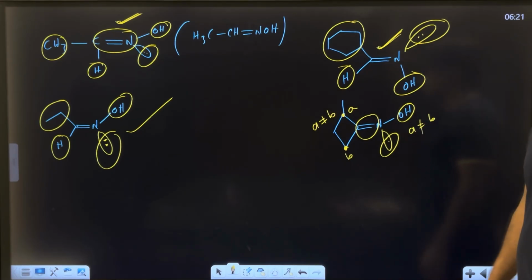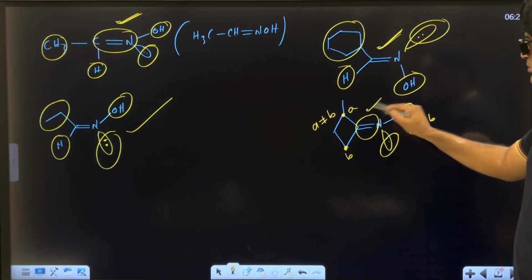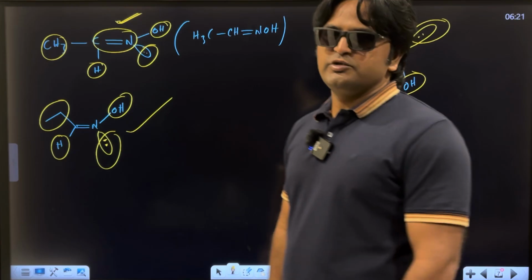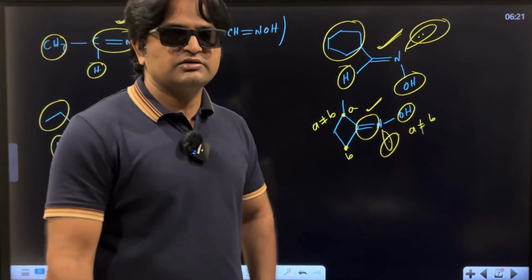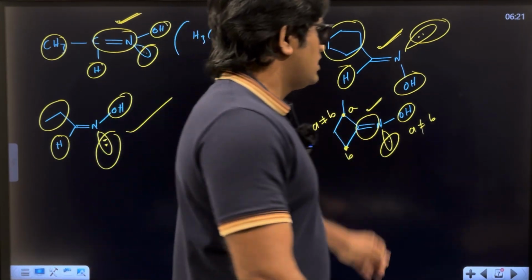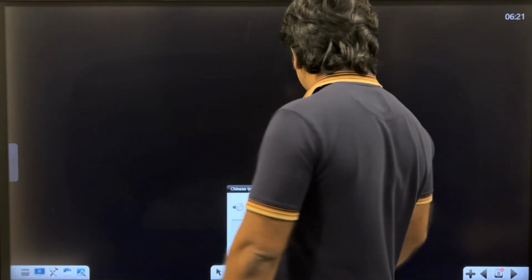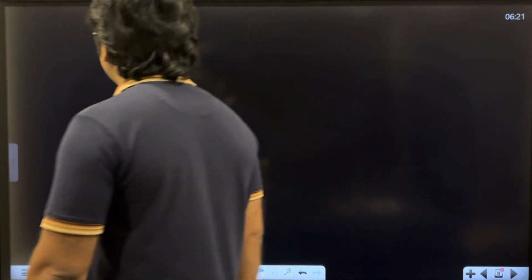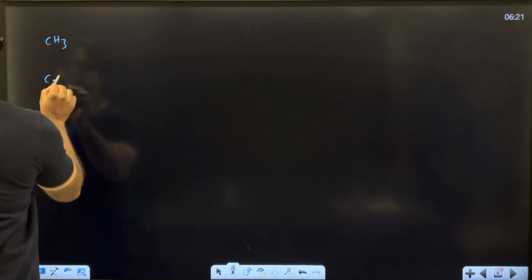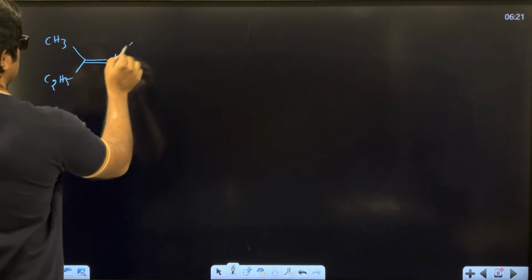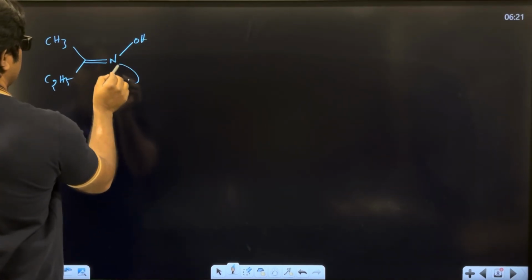These two are not same. Now this double bond can show geometrical isomerism. That is the situation in case of oximes, all oximes. Come to next one, ketoximes. Directly I am writing this molecule in ketoximes. CH3 and C2H5 double bond NOH and a lone pair of electron.